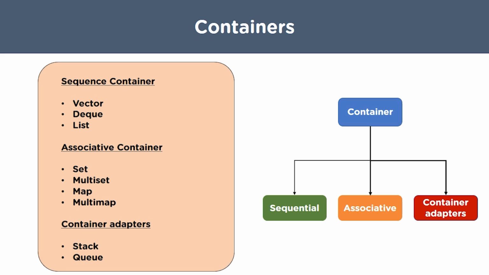After that, container adapters. These containers are like sequential containers, but they are implemented by modifying their interface to provide the desired behavior. For example, stack, queue and priority queue are some examples of container adapters.